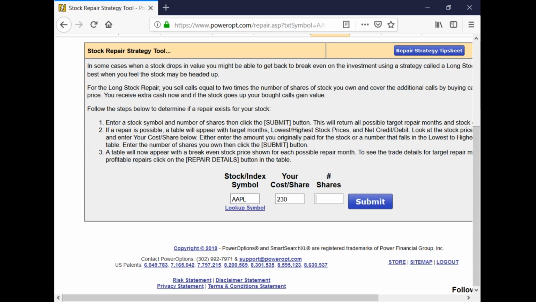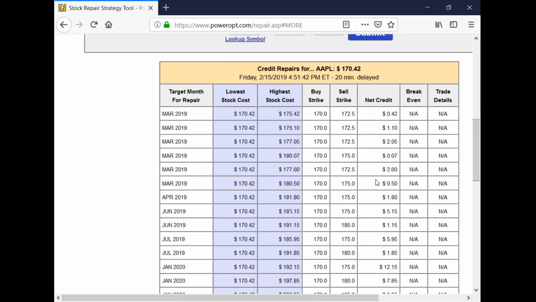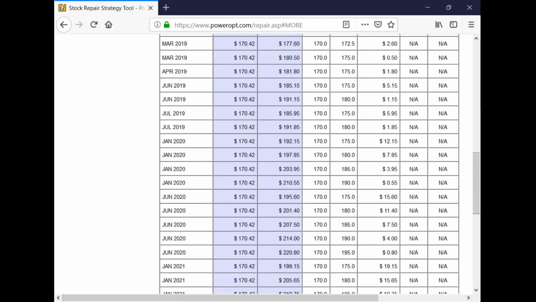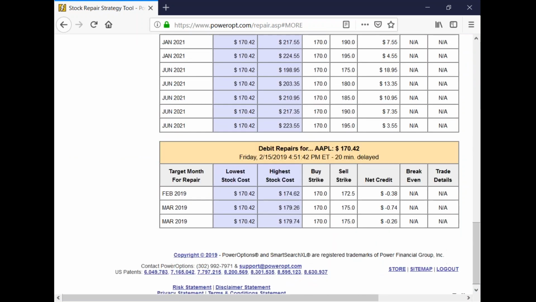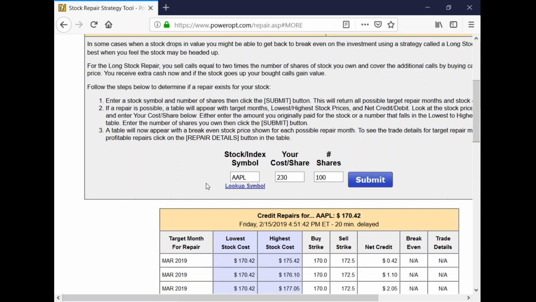Cost per share 230. Let's just say 100 shares to keep the math simple. We're down to 170.42. No credit repairs available for the near months. Okay, none there either. I don't want to say put in more money to this position because I don't know your financial stance, but this might be a good idea to average down to see if you can get it.